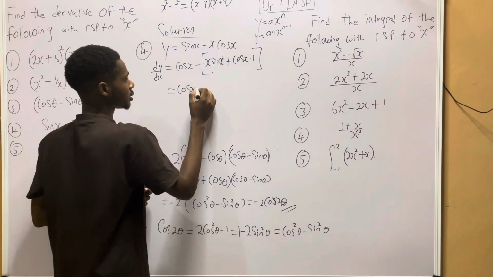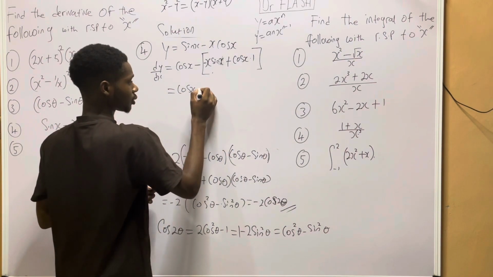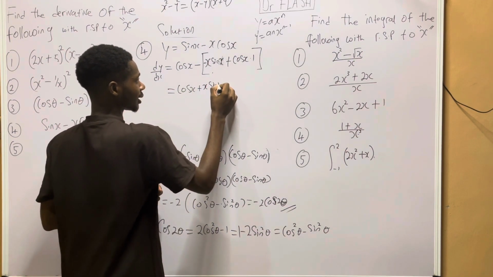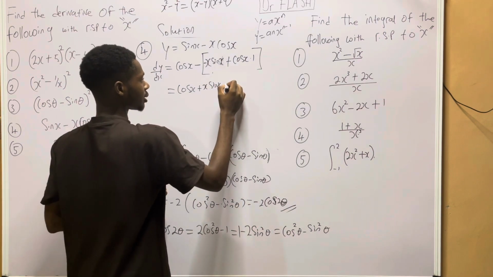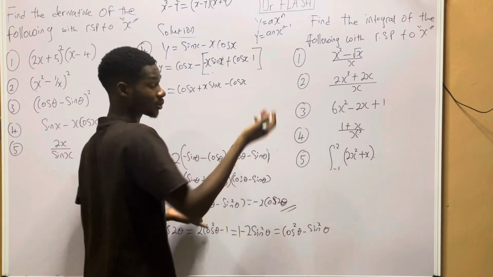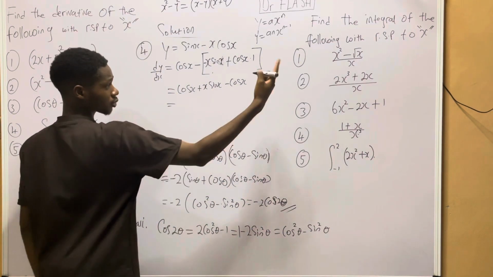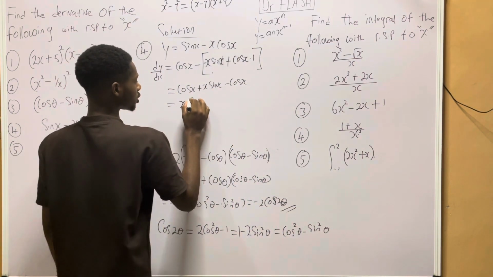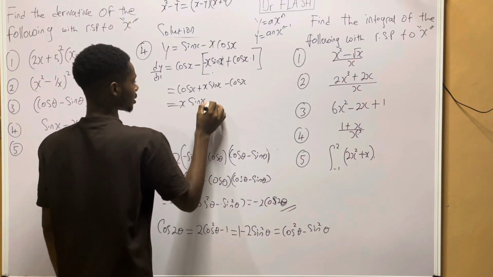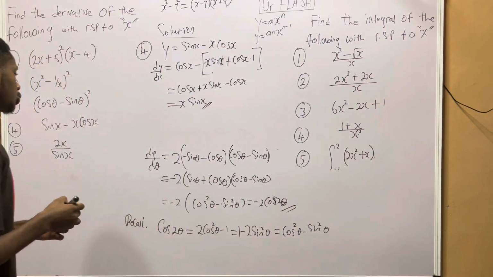To get cos x minus, let's open the bracket, to get plus x sin x times this guy, you get minus cos x, which multiplies 1 to give cos x. Okay, so we've expanded the bracket. Cos x minus cos x gives you 0, and then we're left with x sin x as our final answer. So that was pretty easy.